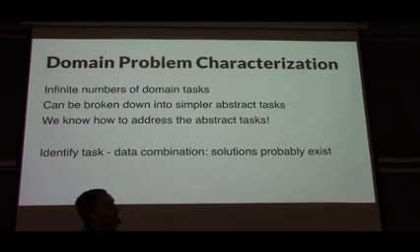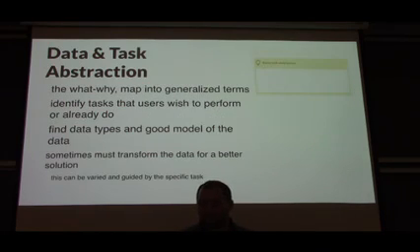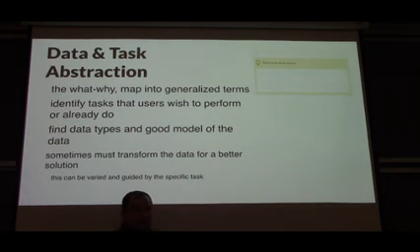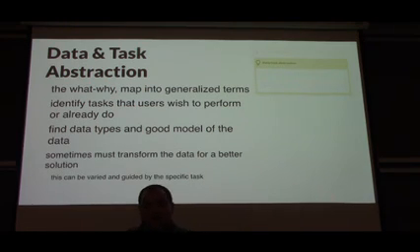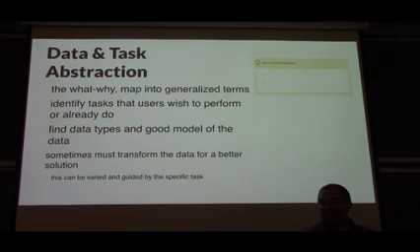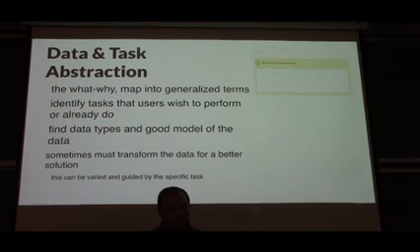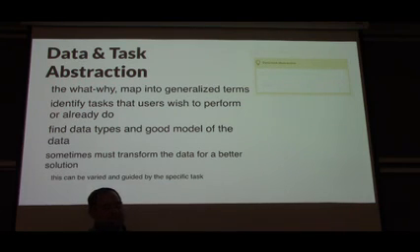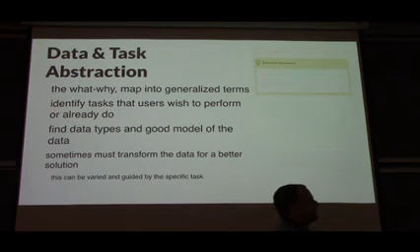And if we have actually identified the task and data combination, there are solutions out there, and we've talked a lot about a lot of those solutions here. On the data and abstraction level, this is really the what and why, where we try to map what we've done in this domain-specific space into this abstract space. We identify the task that the user wishes to perform, or already does. Define the data types and a good model for the data, and we must also sometimes transform the data for a better solution.